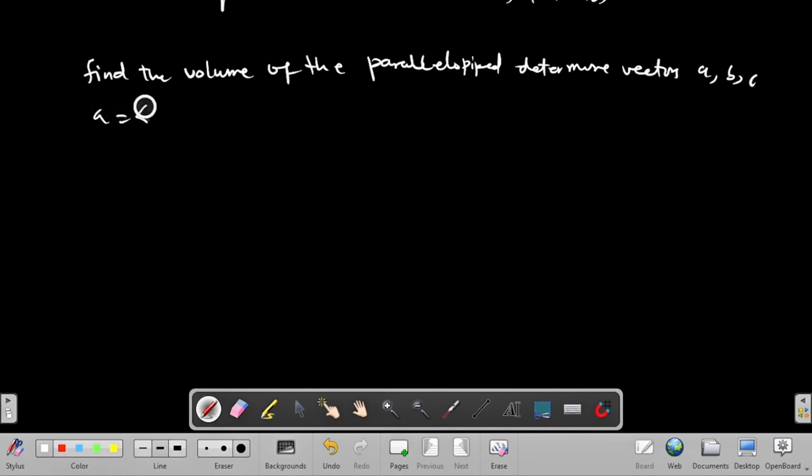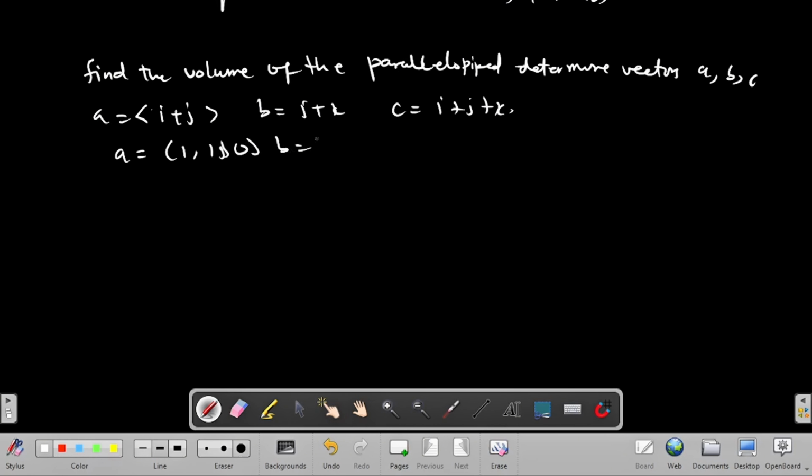Vector A is given as I plus J. Vector B is given as J plus K. Vector C is given as I plus J plus K. So what do we do? We extract. A is giving me 1, 1, 0. B is giving me 0, 1, 1, and C is giving me 1, 1, 1. We find the determinant here, as simple as that.